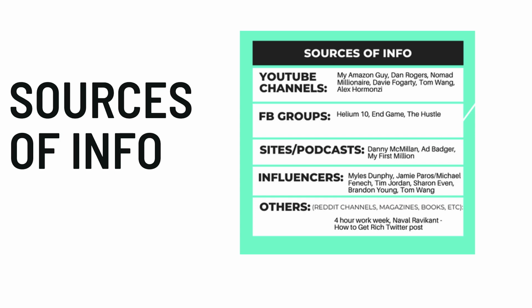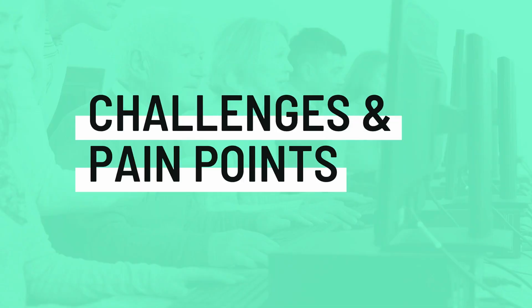And then there's some other stuff here, right? So books he's read, as an example, 4 Hour Work Week. He's followed Naval Ravikant's How to Get Rich Twitter post, which is really popular in the sphere. So this is really just to understand, where is Michael hanging out? What's the language he's using? What are the people he respects? And we can tap into all those things when we're presenting offers to Michael to sell to him. Next is challenges and pain points.